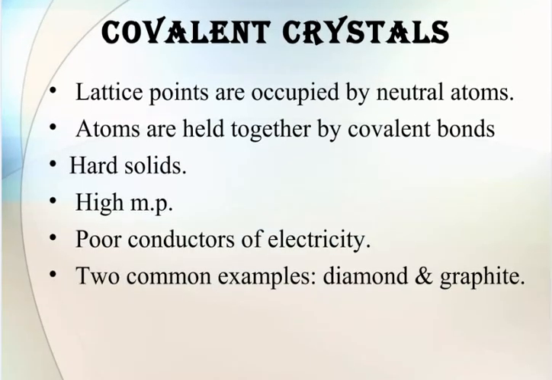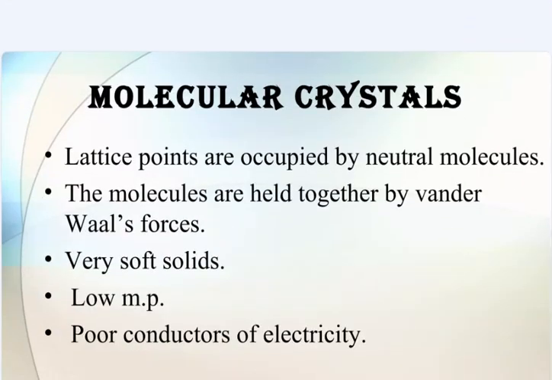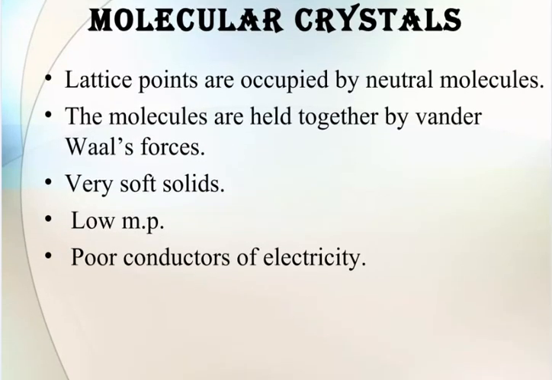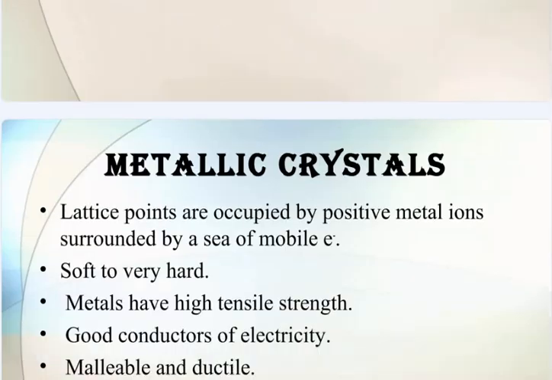Covalent crystal. Lattice points are occupied by neutral atoms. Atoms are held together by covalent bonds, hard solid, high melting point, poor conductor of electricity. Two common examples, diamond and graphite. Molecular crystal. Lattice points are occupied by neutral molecules. The molecules are held together by van der Waals forces. Very soft solid, low melting point, poor conductor of electricity.